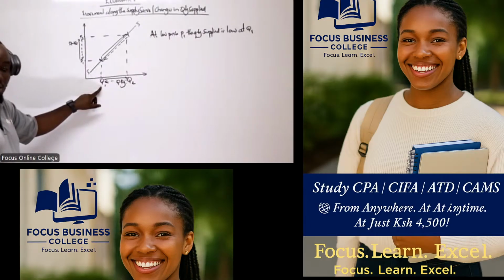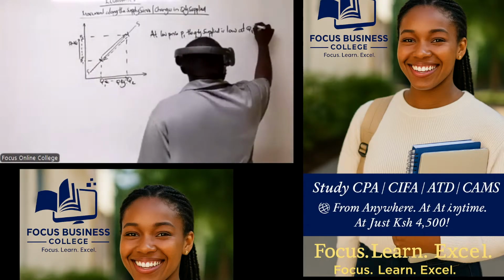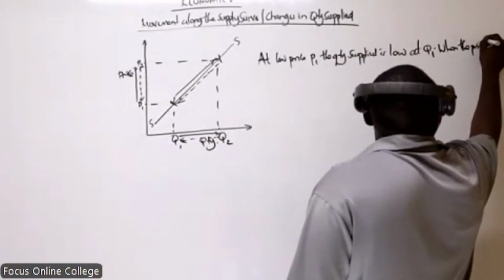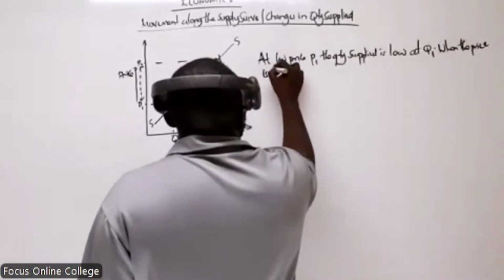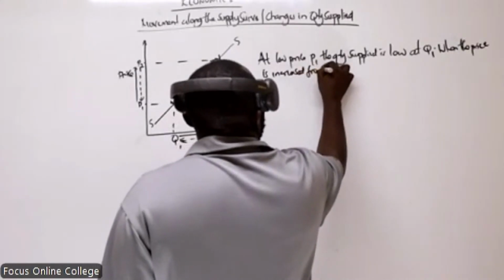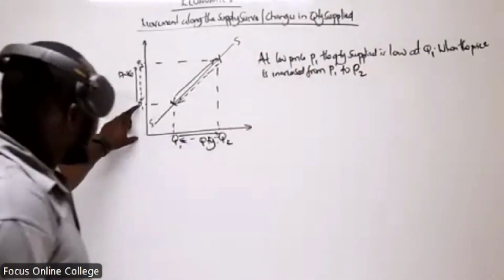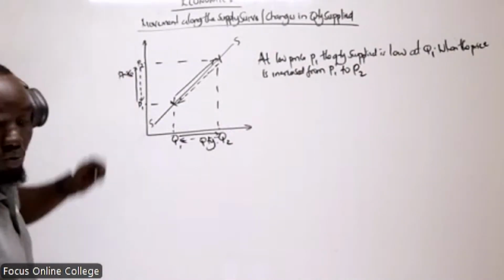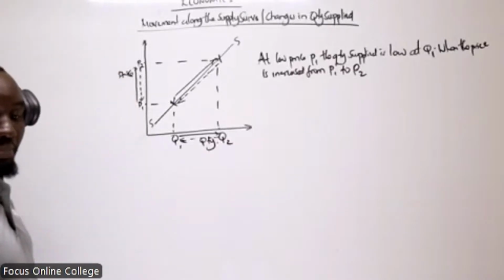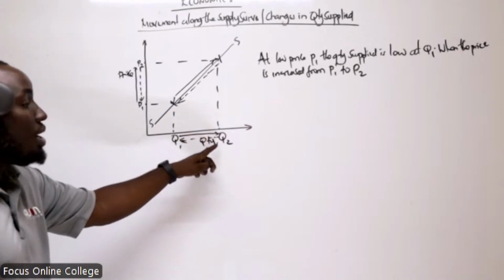The quantity supplied is low at Q1. When the price is increased from P1 to P2, what happens? We see that the quantity supplied is now going to increase from Q1 to Q2.